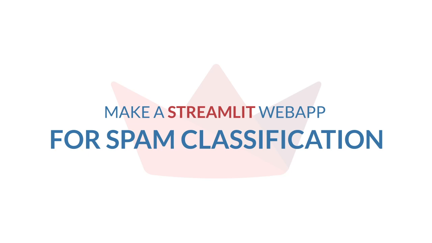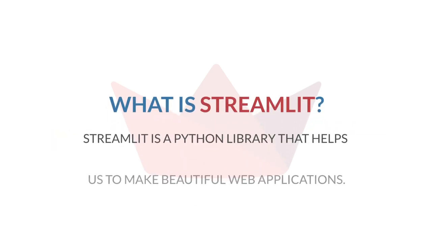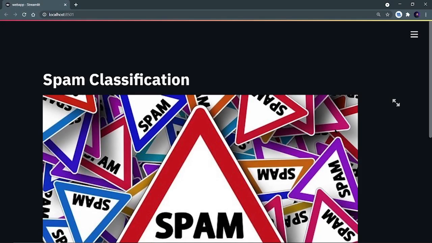In this video, we are going to make a Streamlit web app for spam classification. So first of all, what is Streamlit? Streamlit is a Python library that helps us to make beautiful web applications. First we are going to make a natural language processing model, and that model we are going to feed into a Streamlit web app.